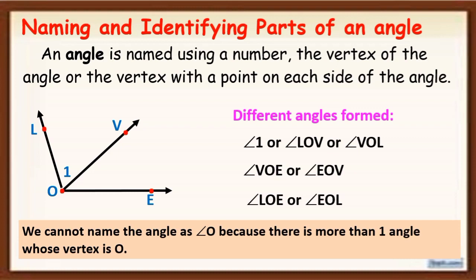Kasi kapag katulad nitong example na to that we form 3 angles, hindi natin pwedeng gamitin yung name na angle O kasi there are more than one angle na nagmamay-ari doon sa vertex na O. So, kapag sinabi mong vertex O, sino sa kanila dyan? Si angle LOV ba ang tinutukoy mo? O si angle VOE ba? O si angle LOE? So, hindi natin pwedeng gamitin yung one letter o yung vertex lang kapag more than one na yung angle na meron sa isang figure.